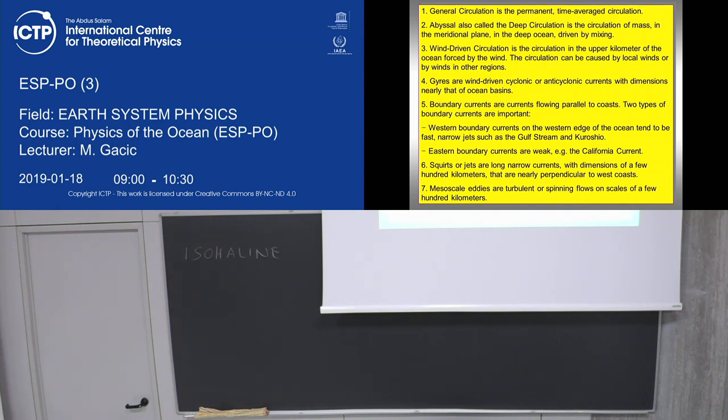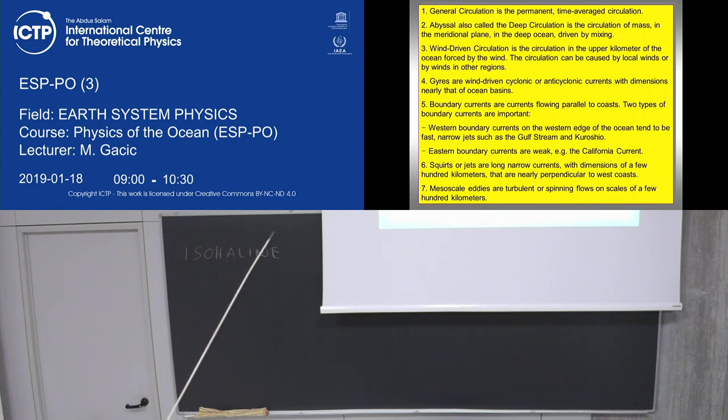Okay. Because the general circulation is partly also driven by the wind, again averaged over the long term. The general circulation has an important component, which is the wind-driven circulation, the circulation in the upper kilometer of the ocean forced by the wind. The circulation can be caused by local winds or by winds in a remote region. So it's not necessary that the wind which blows here generates the circulation here. You can have remote forcing of the wind which causes the circulation in your place here.